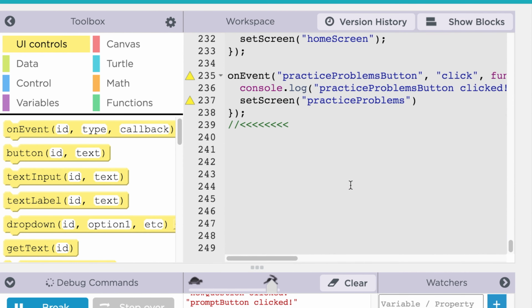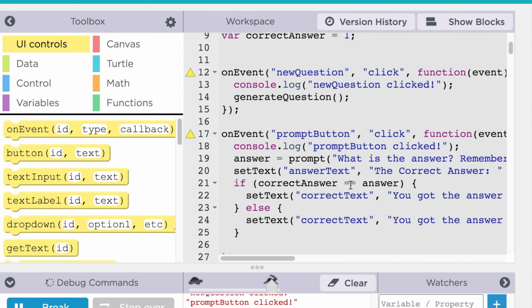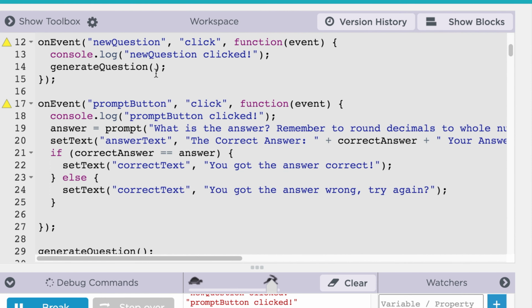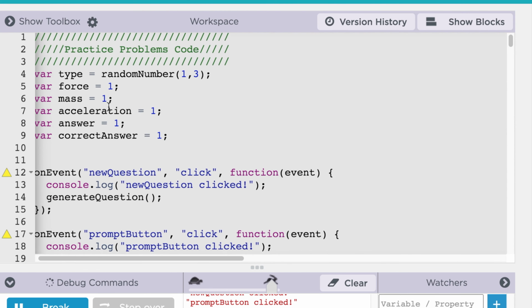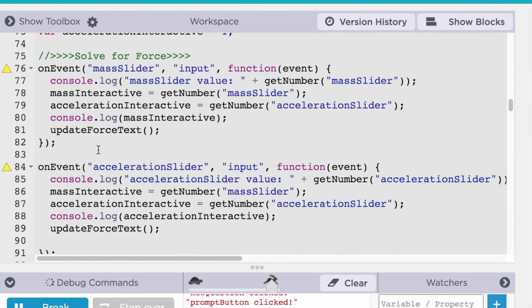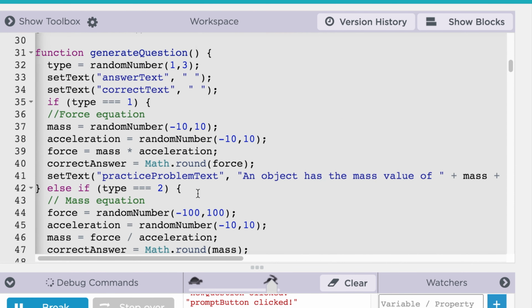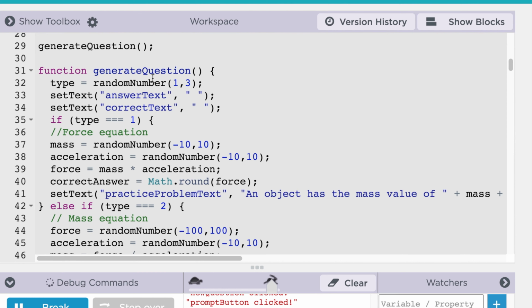Let's look at the practice problems code if I can find it. This code here is comparing what the correct answer is. It solves for the correct answer when it generates a question. So it compares what the correct answer is from the question generated compared to the answer you submitted. Down here, it generates a question where there are 3 types of problems: a problem where you solve for mass, a problem where you solve for acceleration, a problem where you solve for force.